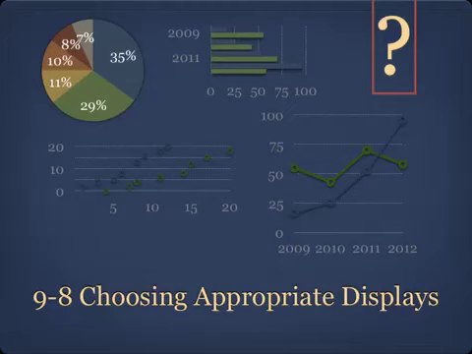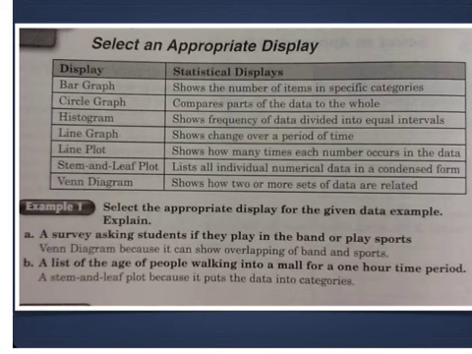All right, today we're looking at topic 9-8 in our textbook, talking about choosing appropriate displays. Data can be displayed in many different ways with different types of graphs as we've been studying throughout the unit, and this is just a way to help you determine what type of graph your data would be best suited for. So in order to determine which display is best used for our data, we need to understand the strengths and what each display is intended to be used for.